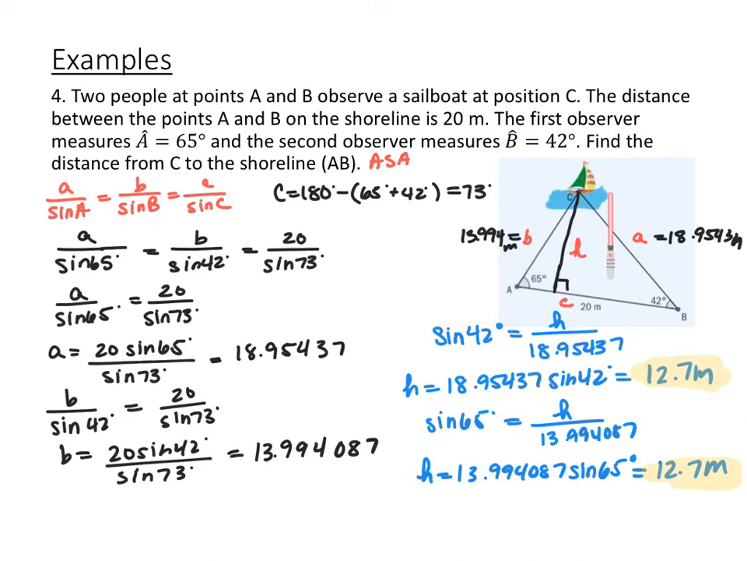So if you found this distance A, you would set up that the sine of 42 degrees is equal to h, your opposite, over 18.95437, and then multiply both sides by that, and you would end up with 12.7 meters. Or if you found side B over here, you would do the same thing. Sine of 65 degrees is equal to h over 13.994087. Multiply both sides by the denominator, and again, you would end up with 12.7 meters. So you use law of sines to find a missing side for your hypotenuse, and then you have a right triangle, and you can use SOHCAHTOA.